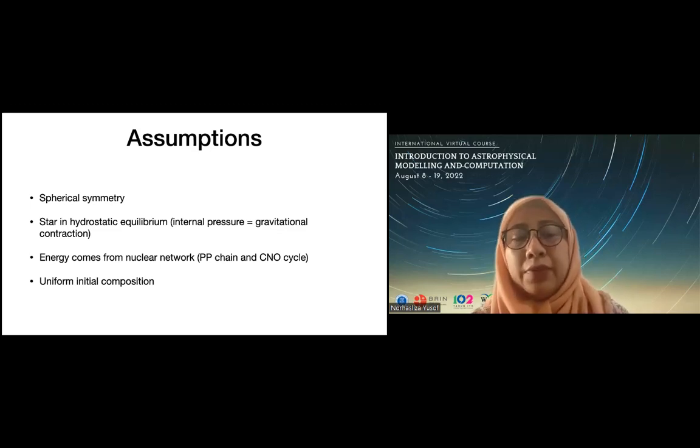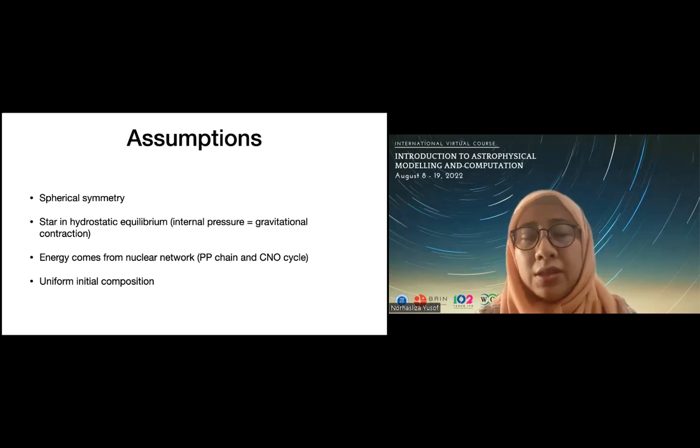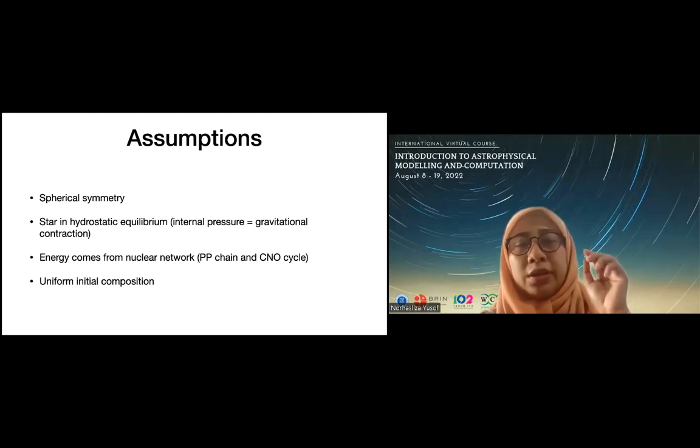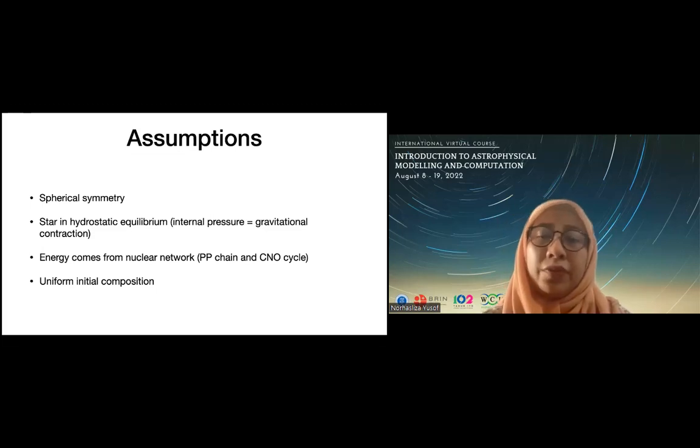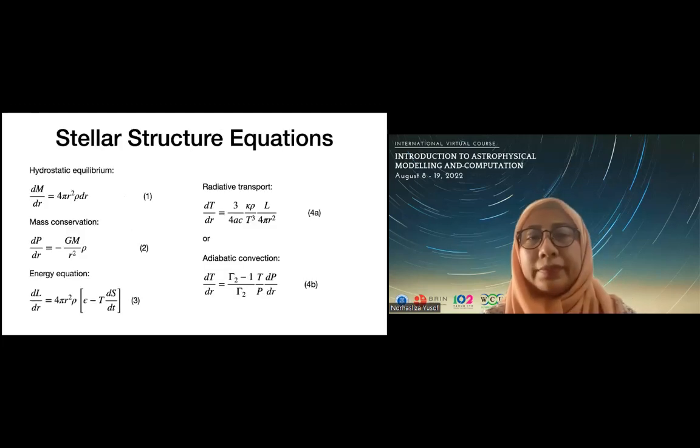And then we have a uniform initial composition at the start. When we want to start to model a star, we have to put in our composition, our hydrogen, helium, metal abundance, and so on, as a certain uniform composition. After that, it will evolve with time, and then there will be changes afterwards. The change will come from the time.